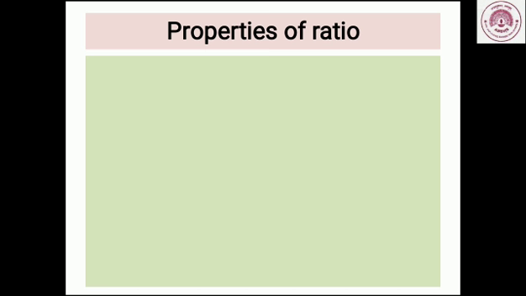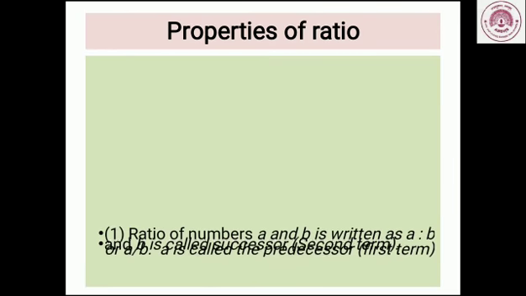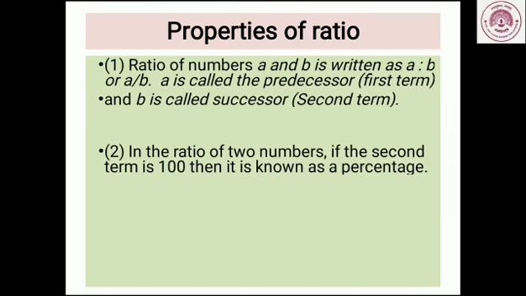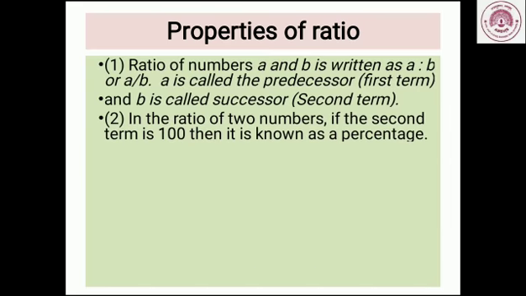Now, let's see the properties of ratio. First property, ratio of numbers A and B is written as A is to B or A by B. Here A is called predecessor, that is the first term, and B is called successor, that is the second term. Second point, in the ratio of two numbers, if the second term is 100, then it is known as a percentage.